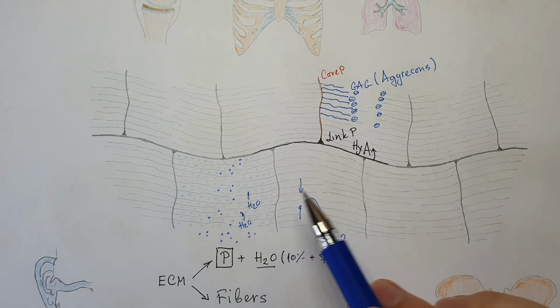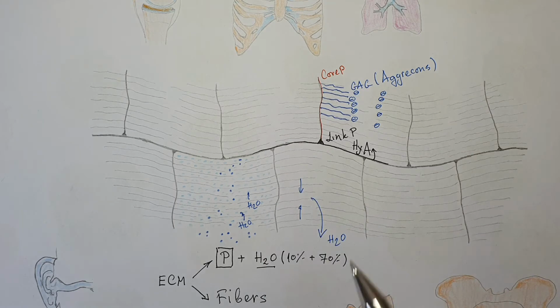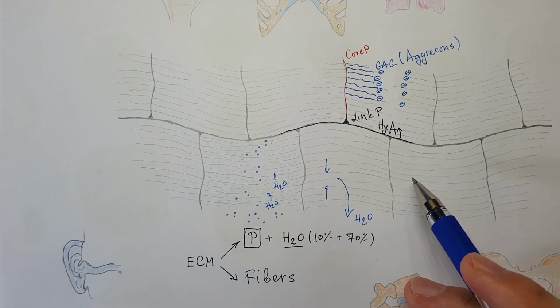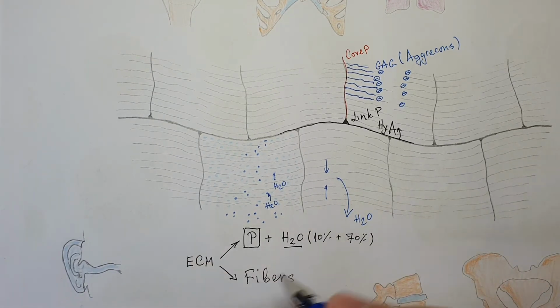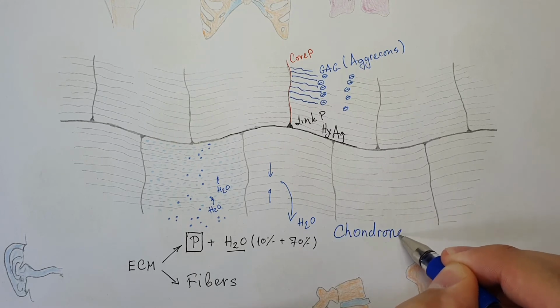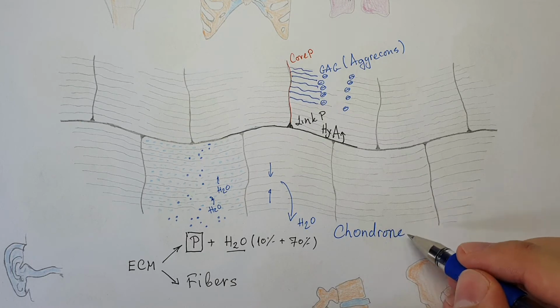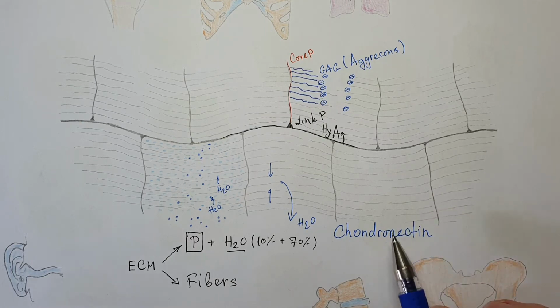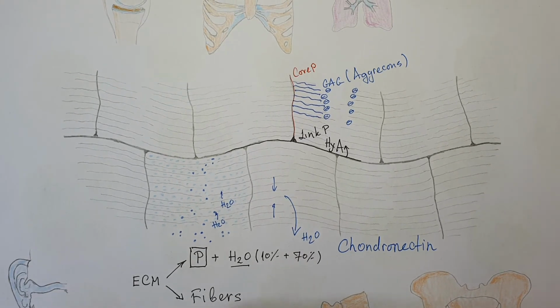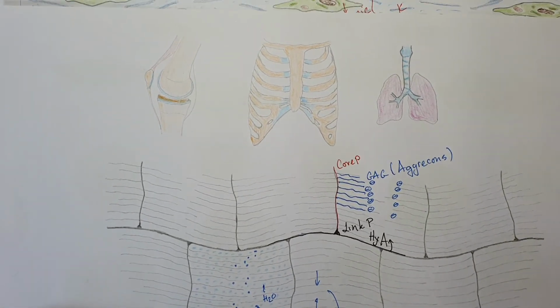Besides the proteins bound in these huge proteoglycan aggregates, there are also proteins that are free. One free protein is chondronectin. Chondronectin binds and connects collagen type 2 fibers with chondrocytes, making the structure of cartilage more stable.